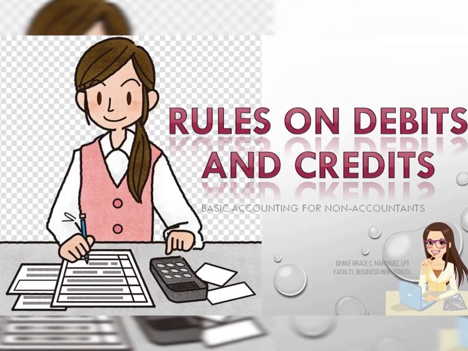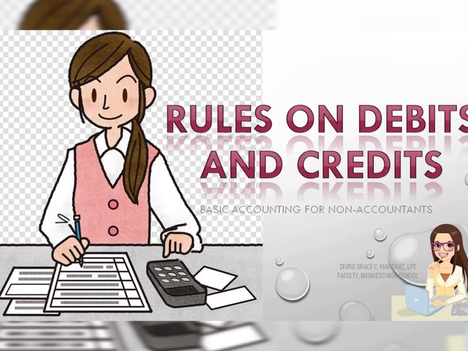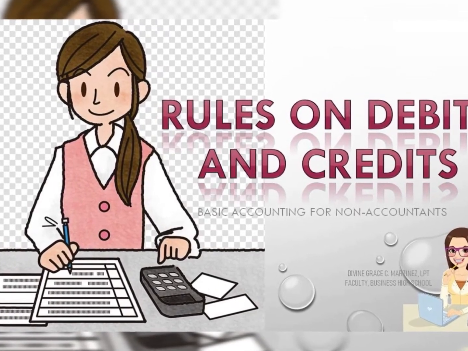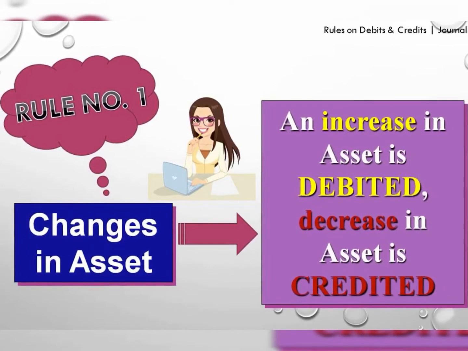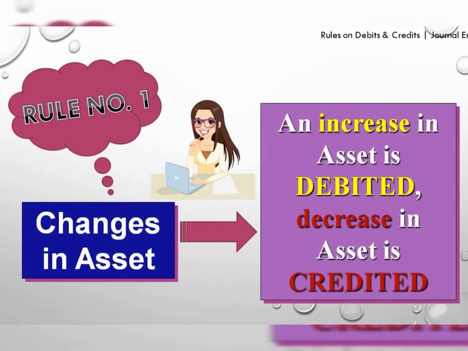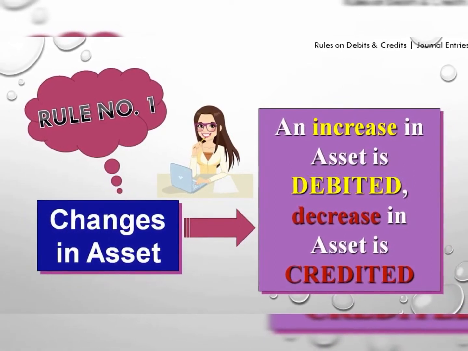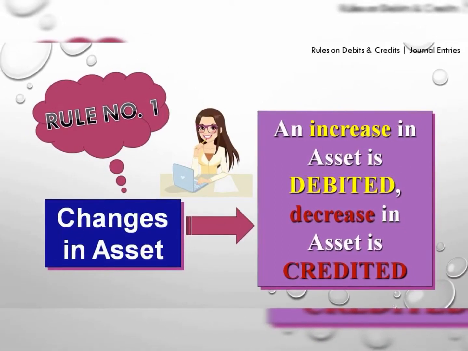Rules on debits and credits. Rule number 1: Changes in asset. An increase in asset is debited. Decrease in asset is credited.